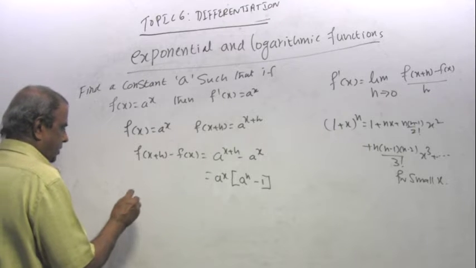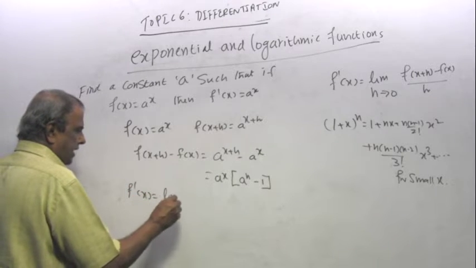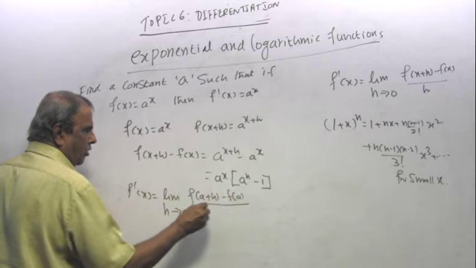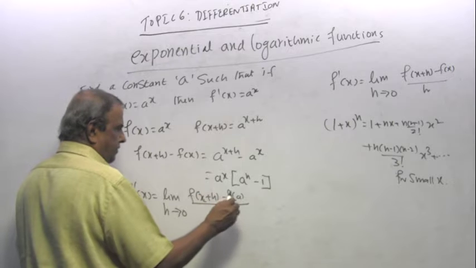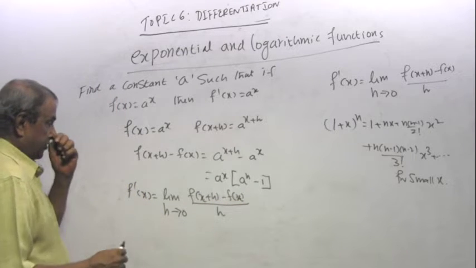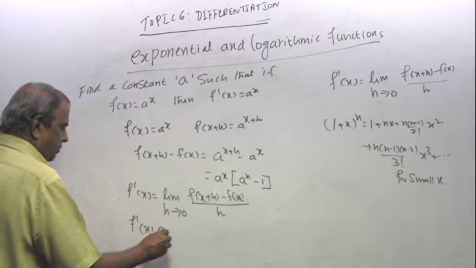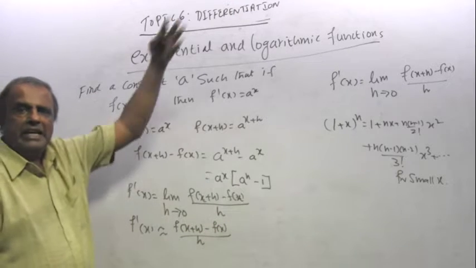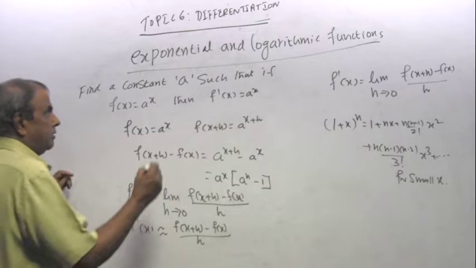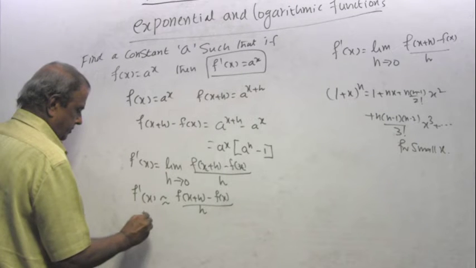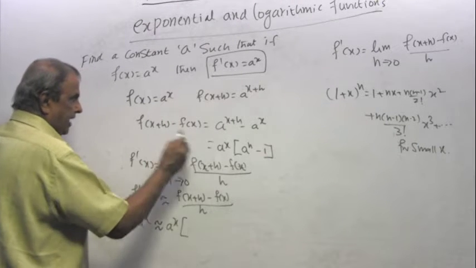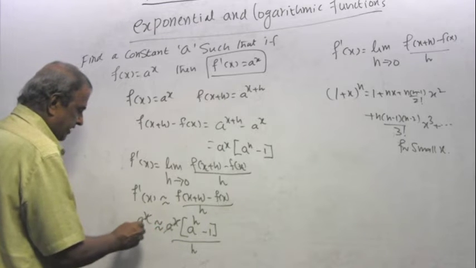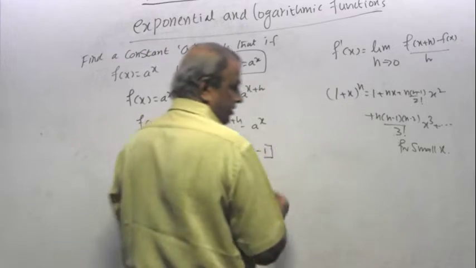Now, f dash of x is the limit as h tends to 0 of f of x plus h minus f of x, over h. Since h is small, can I say f dash of x is approximately equal to f of x plus h minus f of x over h, and then later on I'll take the limit as h tends to 0 to make it exactly equal? But you know f dash of x is a power x, approximately equal to a power x. Look, this I have found out here, a power h minus 1 over h. My job is to find a, so I can cancel that a power x. If I simplify this, I don't need this anymore.